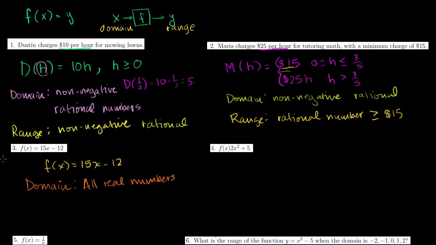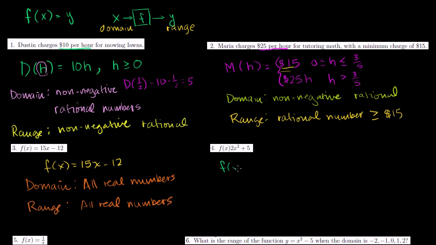And then, what is my range? Well, once again, this can take on any value out there. I can get to any negative value if I make x negative enough, since I'm going to subtract 12 from it. But I can get to any negative value. I can get to 0. I can get to any positive value. So this is also going to be all real numbers.